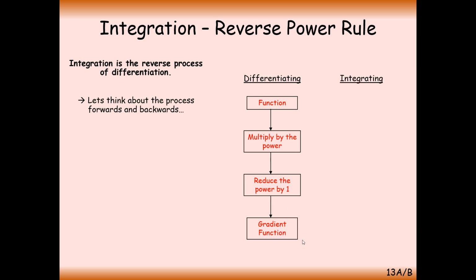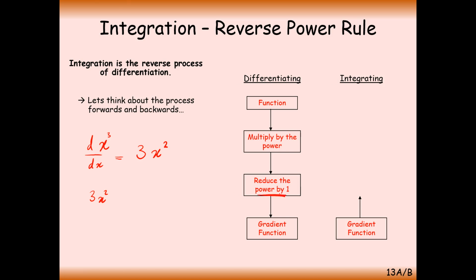Now with integration, we're going to do the reverse. That means we start from the bottom of this ladder, where we got the gradient function. When we had x to the power of 3 and differentiated with respect to x, we brought the 3 forward in front, and then reduced the power by 1. Now we're going to take this 3x squared, and the first step we need to do is the last step that we had here.